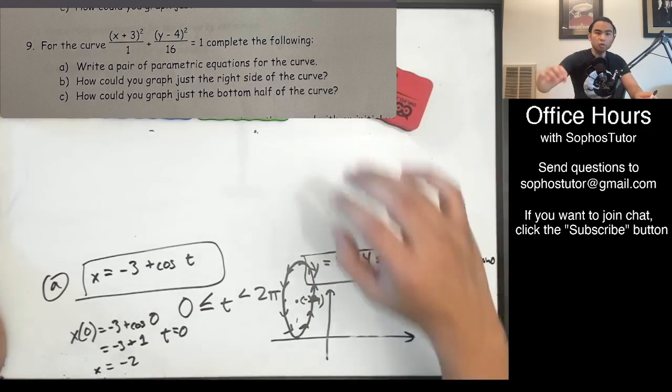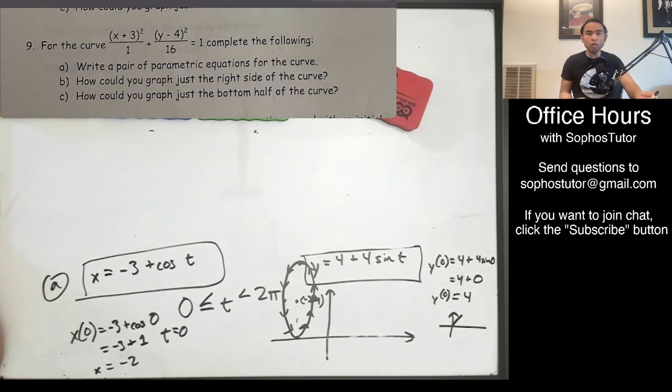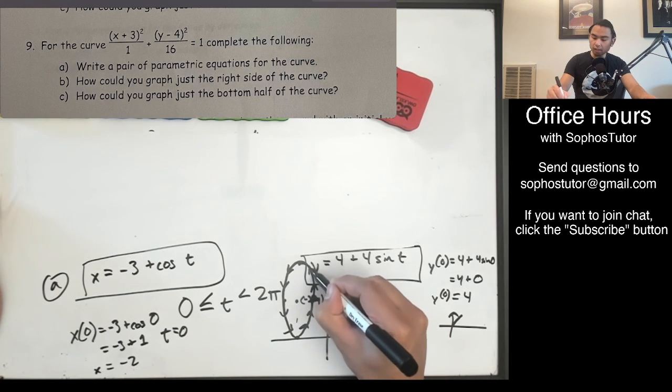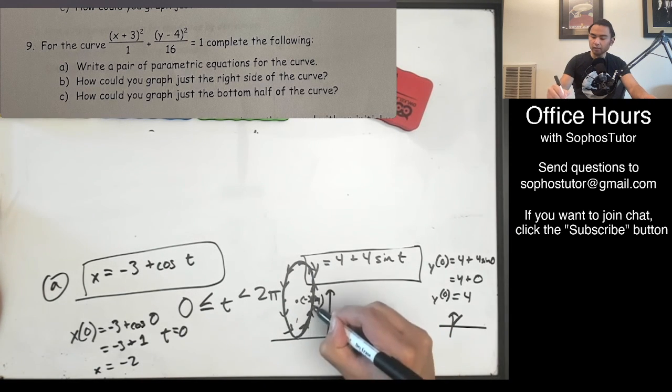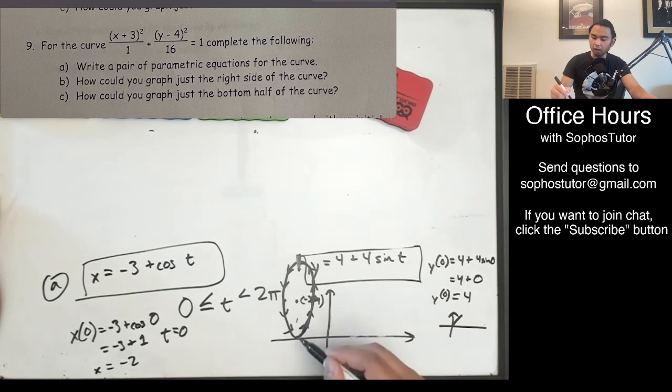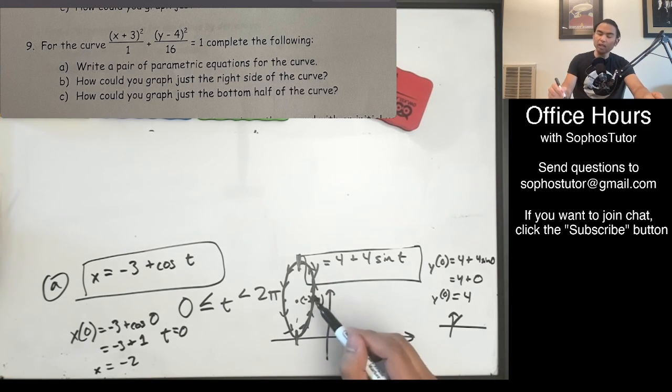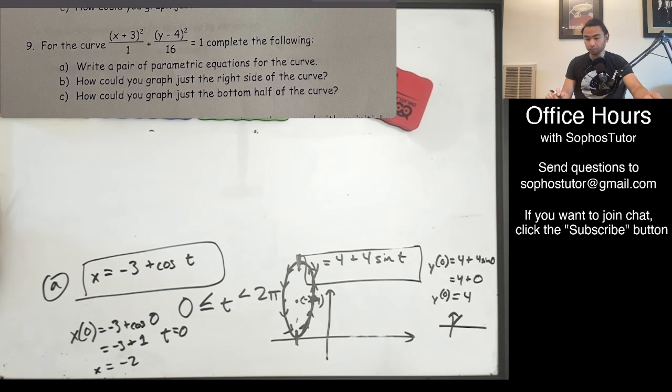Now going back to this question on B, how could we graph just the right side of this curve? So the right side of this curve consists of this half right here. Okay, how do we cut it off? Well, there are two aspects that we need to consider. First, how do we make sure that only half of the curve is going to be followed? Well, remember our restriction goes from 0 to 2 pi.